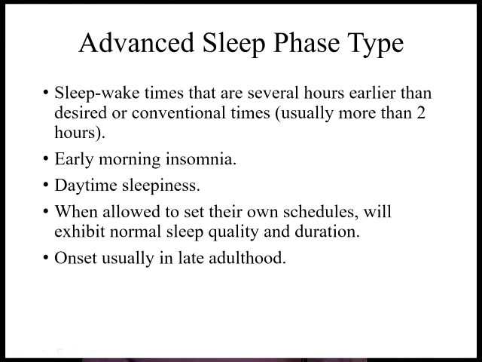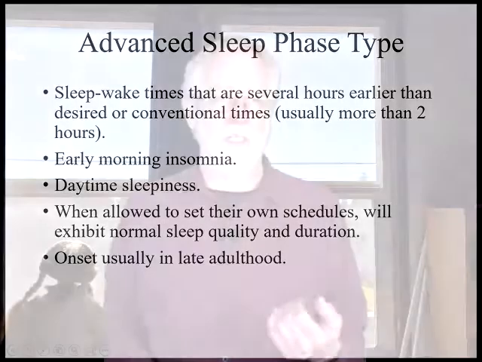And then advanced sleep phase cycle. Okay, one was delayed. This is advanced. And here's where you're more than 2 hours earlier than what you would expect. So you get tired earlier. You also then wake up before you should and have trouble getting back to sleep. So you have early morning insomnia, again, because your cycle did not put you in the normal time frame.